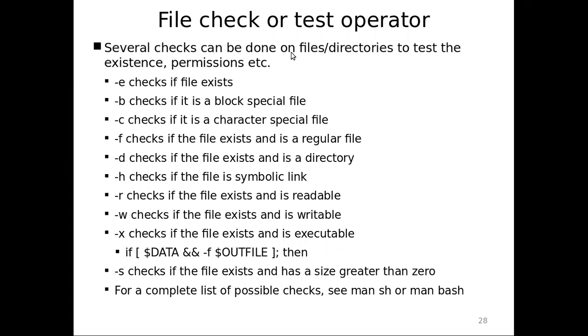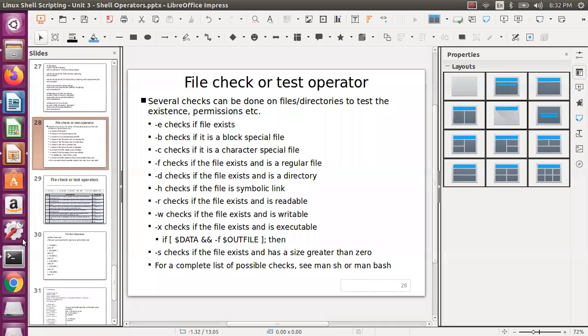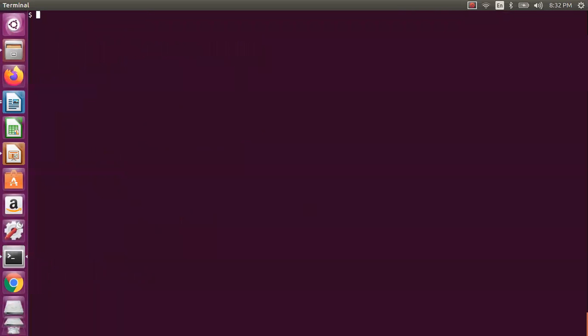Several checks can be done on files and directories to test existence, permissions, etc. So minus e exists, all these we have discussed. Block, character, f, and then directory. h is symbolic link. So symbolic link also we can try. Let us assume I am doing the same thing, a short link. To know more about links, you can refer to the Linux basics. Now let us assume whether this is a link or not.